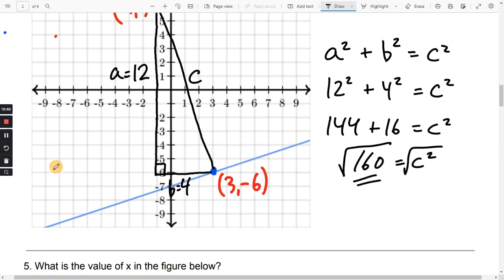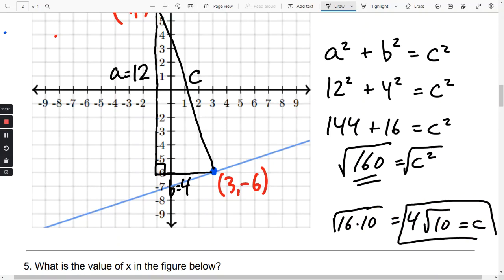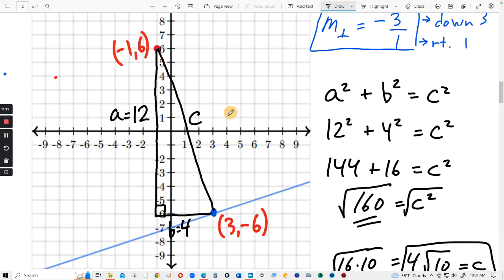If you wanted to simplify, I probably won't make you in the multiple choices, but if you wanted to, this is the same as 16 times 10. So that's going to be 4 radical 10. And the square root of c squared is just c. So something like this you might want to save for the last problem.